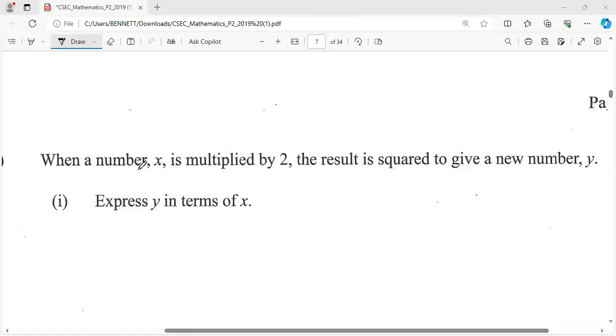Alright guys, I said when a number x is multiplied by 2, the result is squared to give a new number y. Okay. So when x is multiplied by 2, the result is squared to give a new number y. Alright, so let's do that. So if we're going to multiply x by 2, that's just 2x, right? And then they said the result is squared. So we have to square the result. So that will be 2x squared. Okay, cool.